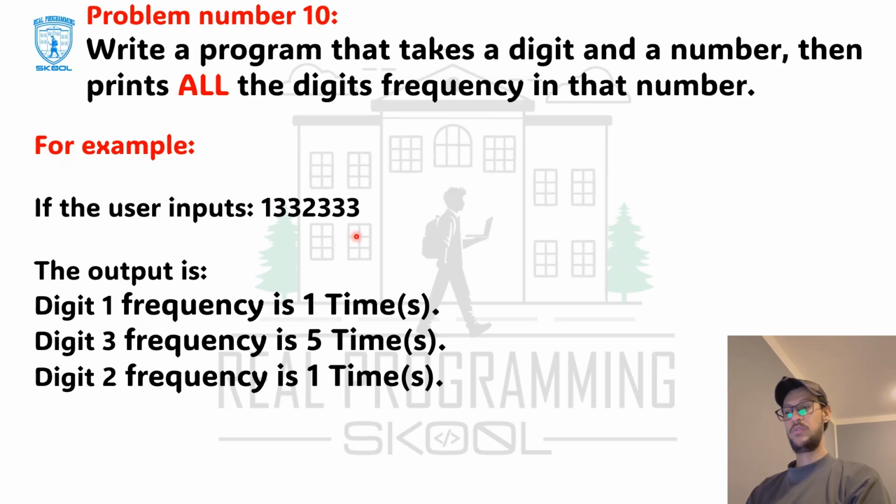So now let's go to Visual Studio to see how we're going to convert these requirements into code. It's exactly the same as the previous problem. We just add one procedure or function according to the requirement of this problem number 10. So let's go to Visual Studio, please.